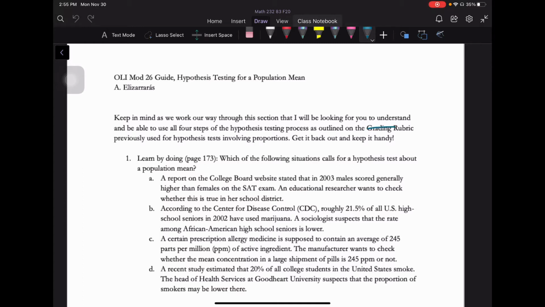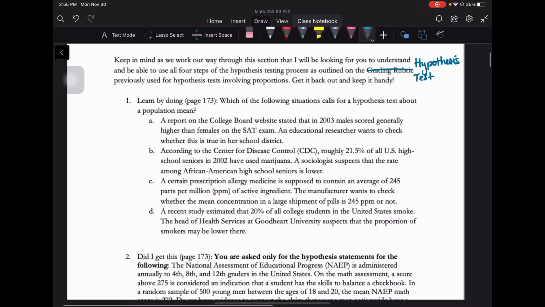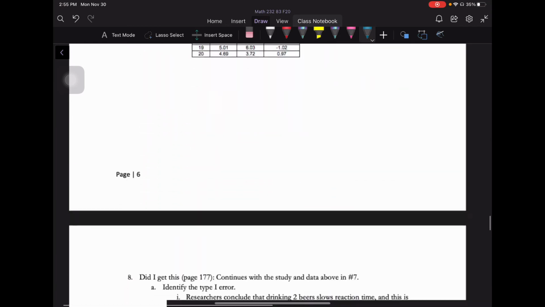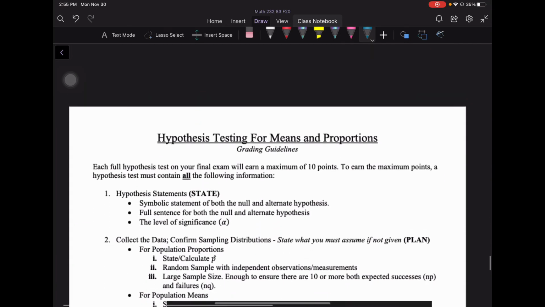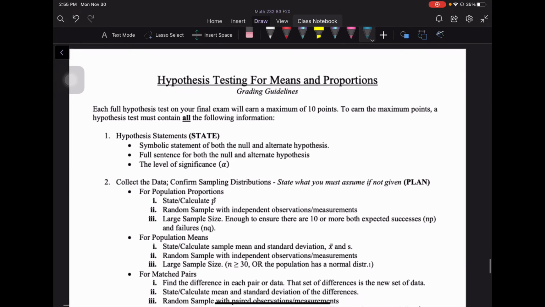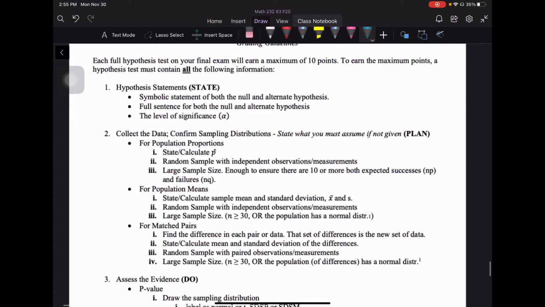I don't call it the grading rubric, I call it the hypothesis test. I'm not sure, but at the very bottom of this is a document, hypothesis testing grading guidelines for means and proportions. Each full hypothesis test on your final exam will earn 10 points max. To earn the maximum points, your hypothesis test needs to contain all of this information.